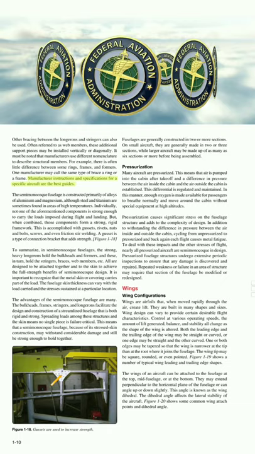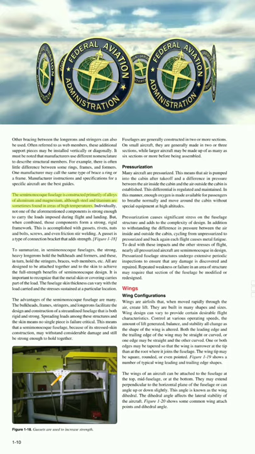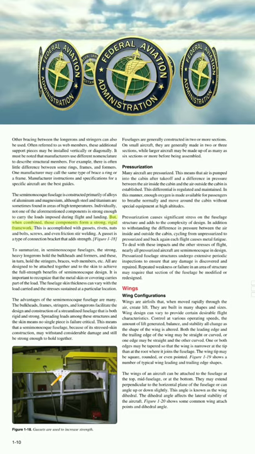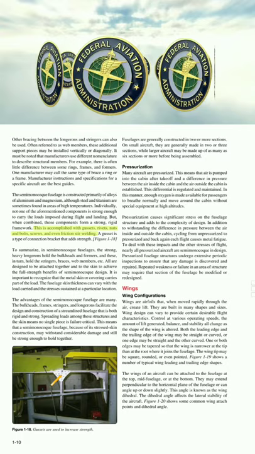The semi-monocoque fuselage is constructed primarily of alloys of aluminum and magnesium, although steel and titanium are sometimes found in areas of high temperatures. Individually, not one of the aforementioned components is strong enough to carry the loads imposed during flight and landing. But, when combined, those components form a strong, rigid framework. This is accomplished with gussets, rivets, nuts and bolts, screws, and even friction stir welding.